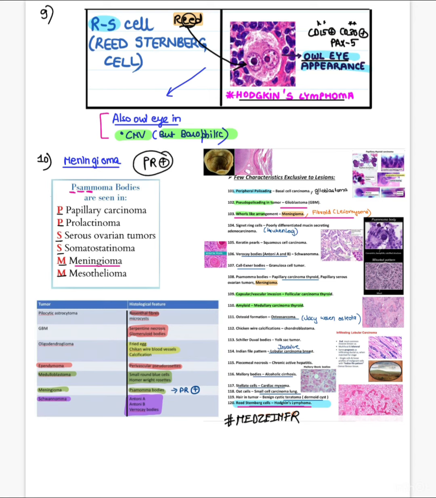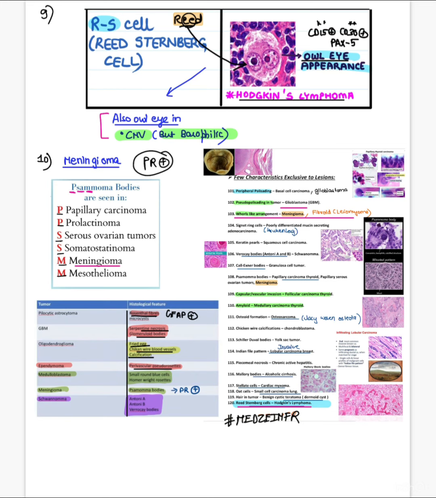Then coming on, guys, to the next one, that is pilocytic astrocytoma. Here you see the Rosenthal fiber, that is glial fibrillary acidic protein positive, and this is again important. Then you have GBM, glioblastoma multiforme, not used now. You have the presence of serpentine necrosis and the glomeruloid bodies. This is again important here. This also we discussed in the last minute path video. Then oligodendroglioma, you have fried egg, you have chicken wire blood vessel, this also done, and you have presence of calcification. Ependymoma, guys, you have perivascular pseudorosette.